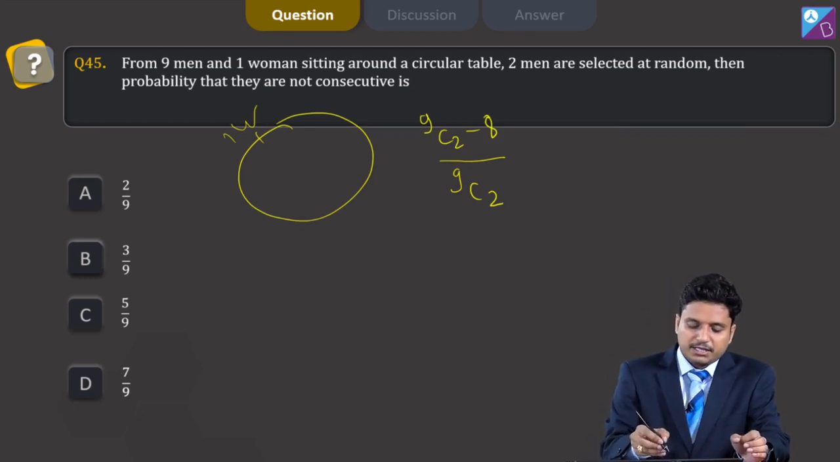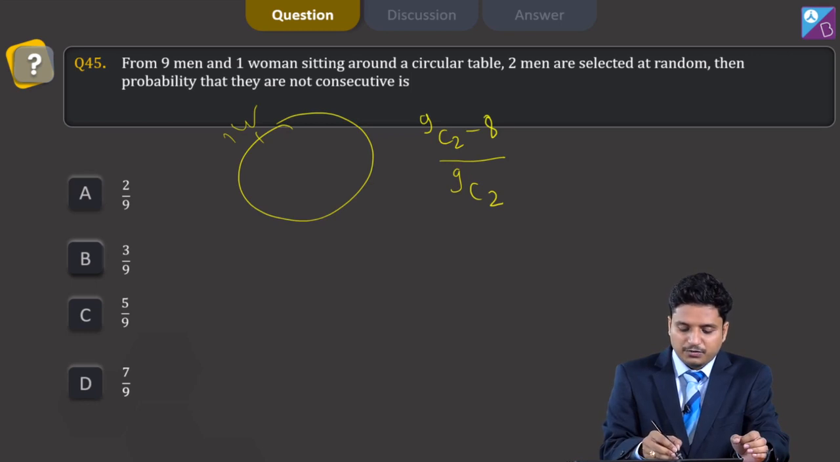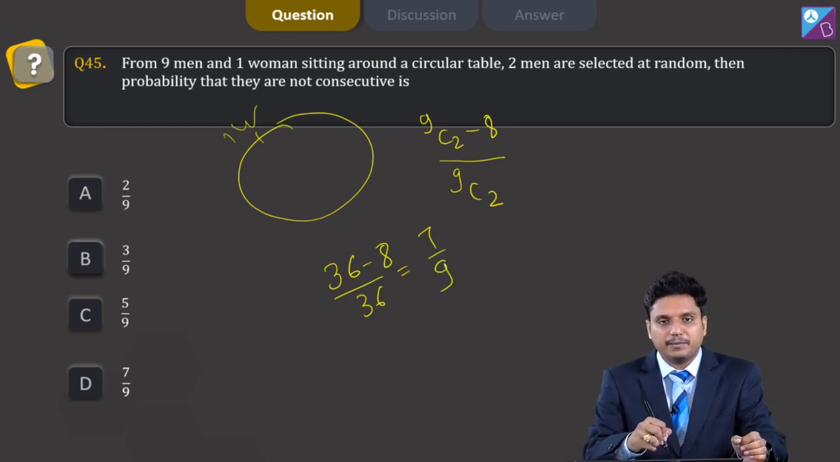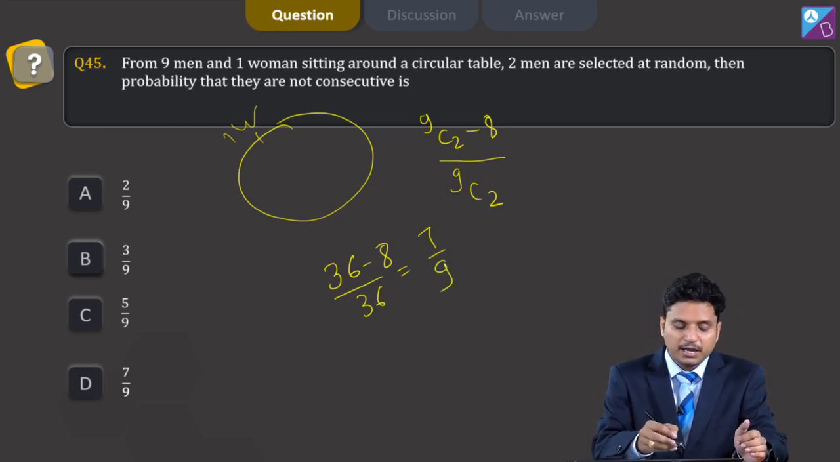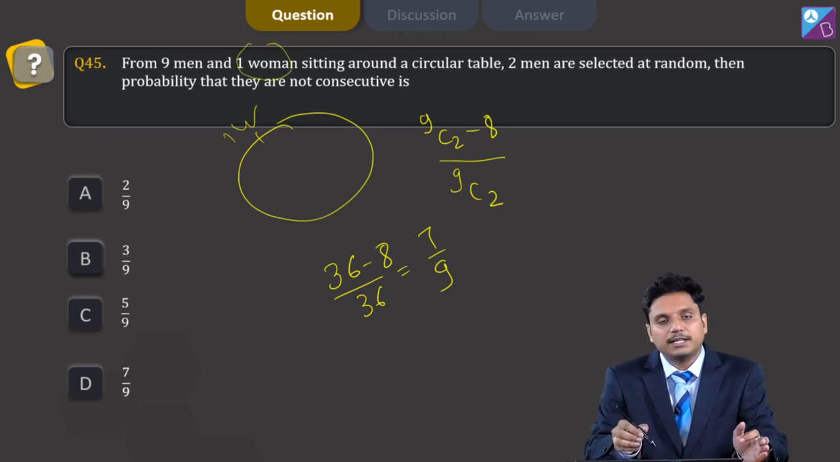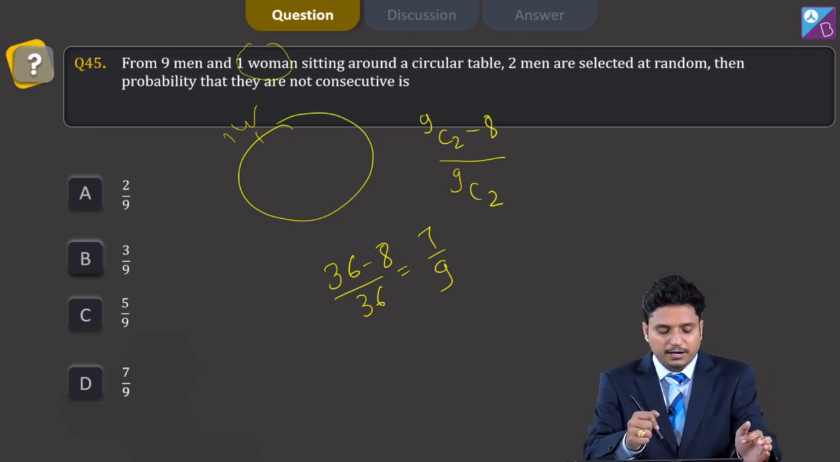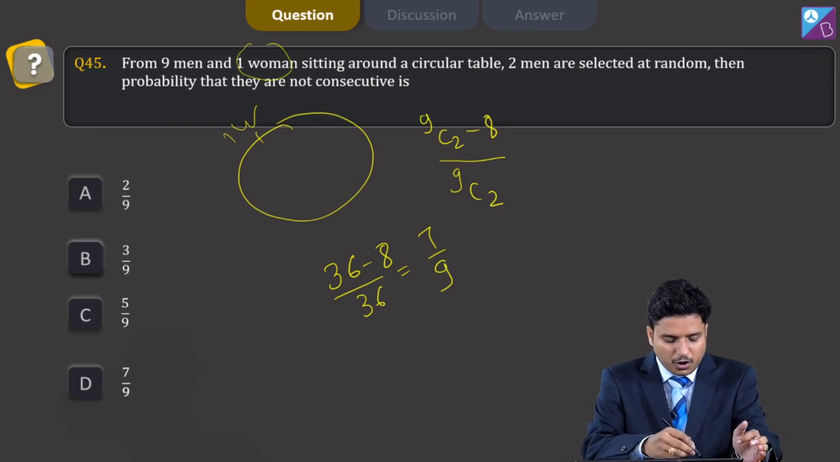So out of these, 9C2 minus 8, which is 36 minus 8, divided by 36, and we will be there with the correct option, 7 by 9. This was a very simple question. If you consider this one woman as already present at the table, that means the question has converted into the case of linear permutation. So the probability for this question will come out as 7 by 9. So our option D will be simply the right choice.